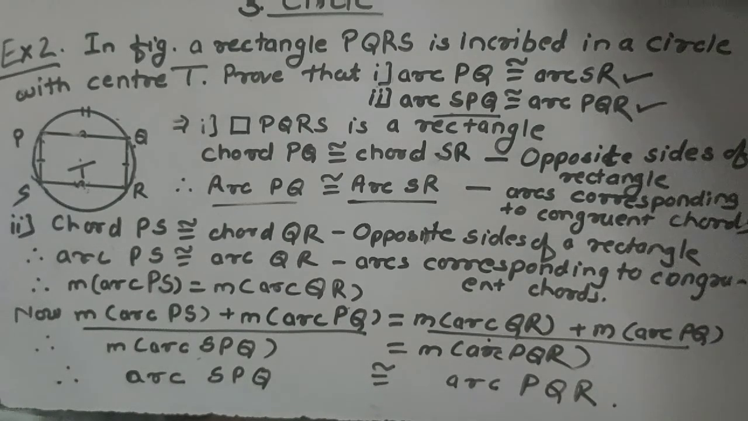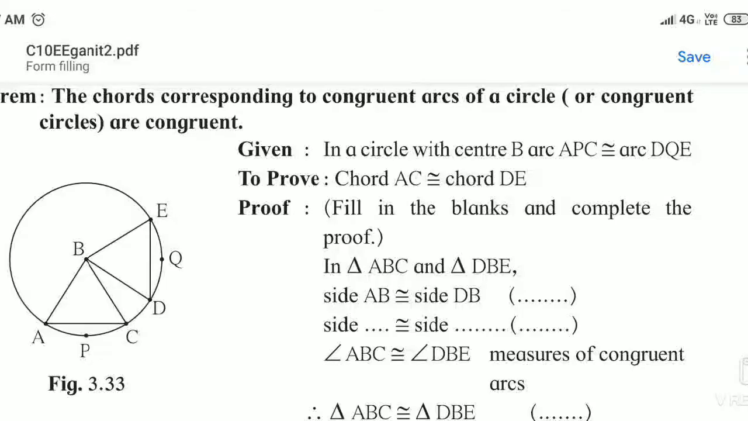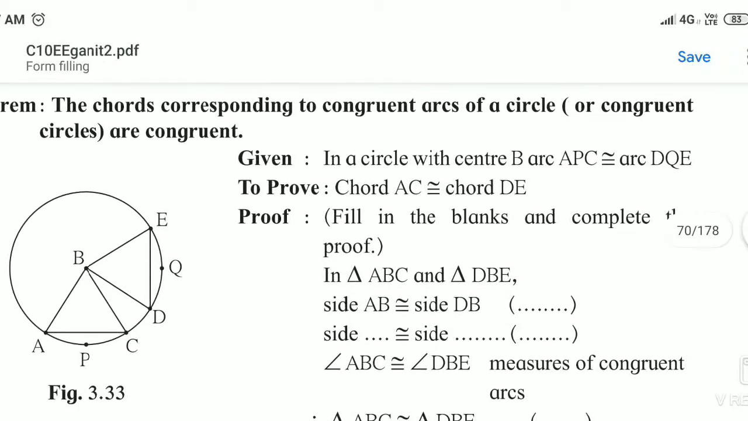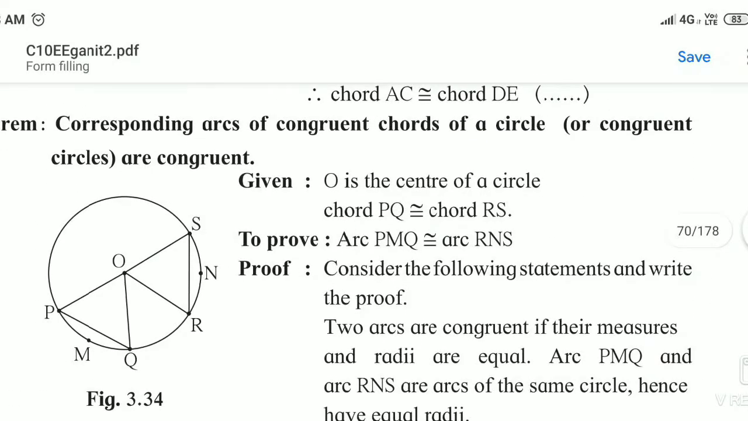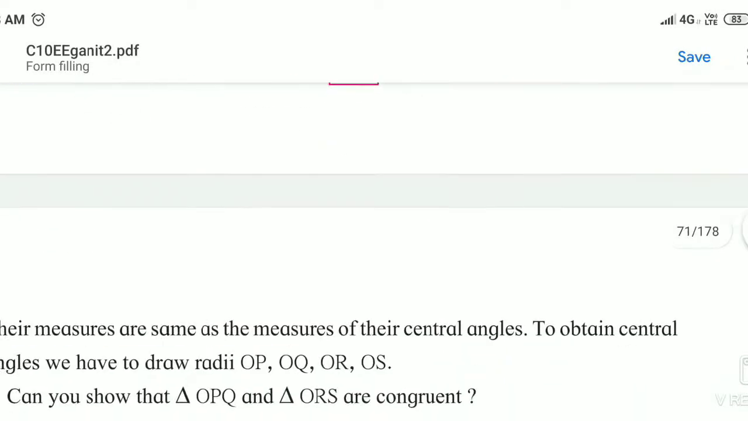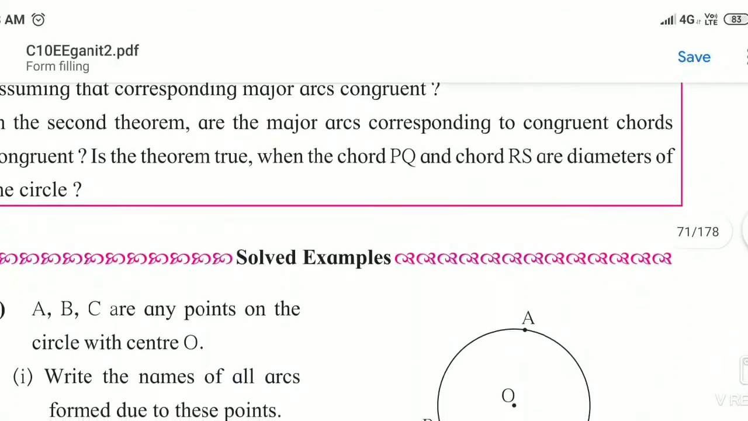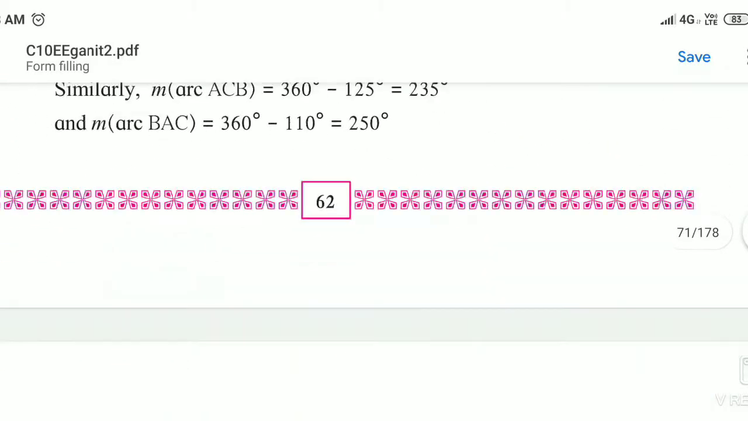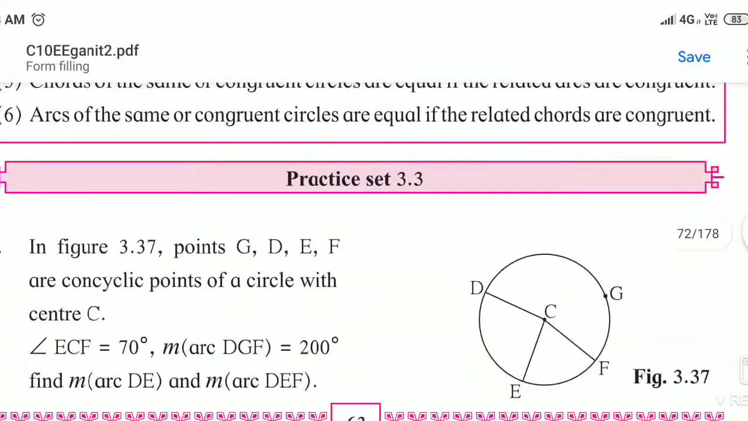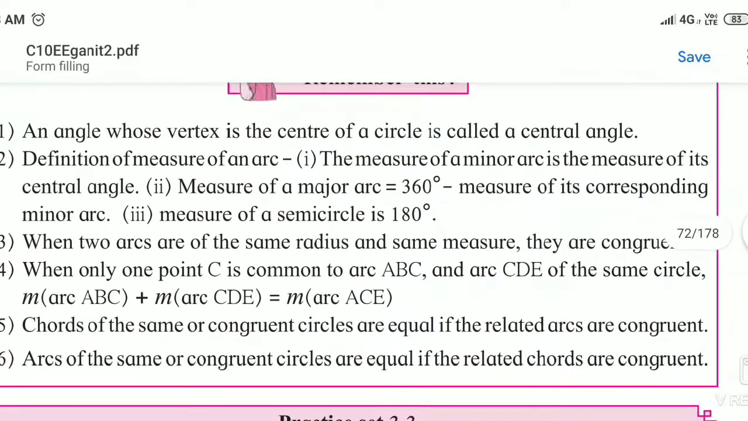Okay, now we saw the theorems. This is the theorem: the chords corresponding to congruent arcs of a circle or congruent circles are congruent, and another is the converse, that is, the corresponding arcs of congruent chords of a circle or congruent circles are congruent. Those theorems we saw, and we saw two examples of this, and now we will see the points to remember.